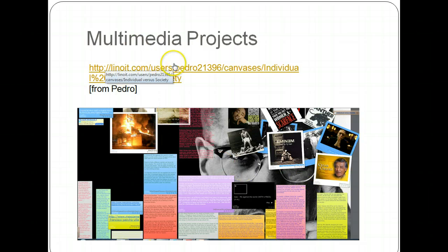This is a project from one of my students, Pedro, and the topic was individual versus society. So their project was they had to find, in addition to the novel that we were reading, 10 examples in American history to represent the individual versus society. And this is an essential question that we looked at. What is the place of an individual in society? How does an individual manage their place in society? So those essential questions guided their project.